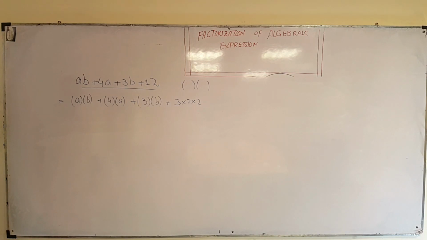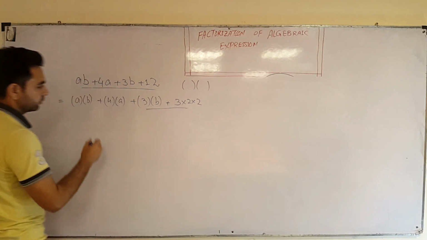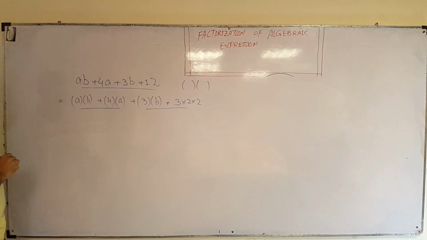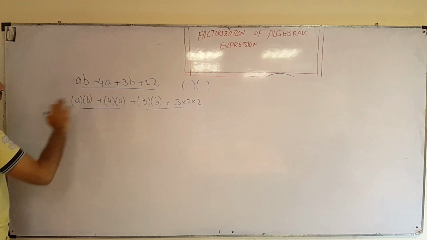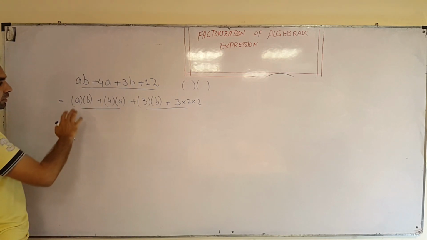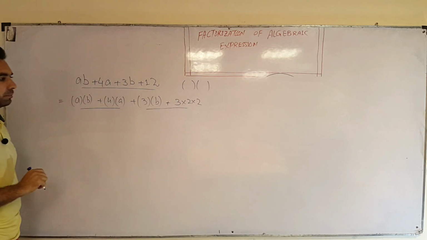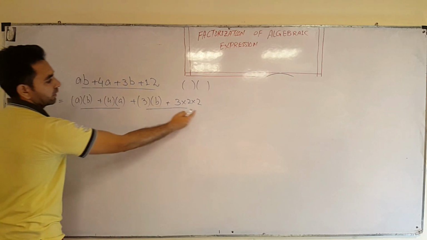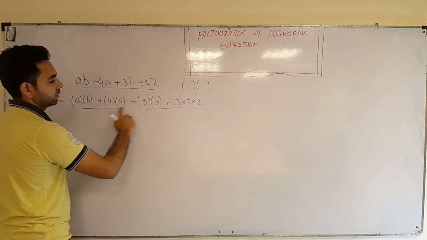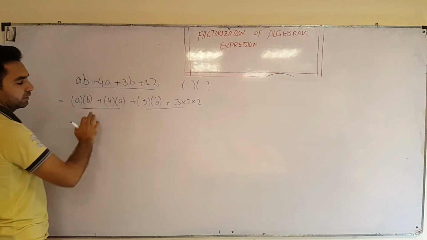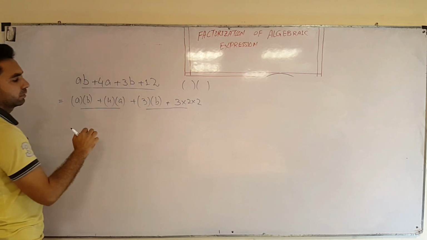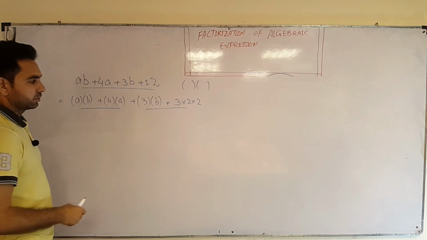Right? Now we can see that we have something common in this one and something common in this one. We can see that A is common in these two. For the first thing you have to do is check if there is anything common in all of them. So A is common in these two but not here. B is common in these two but not here. 4 is here and here but not in the rest of the two. 3 is in these two and not in these. So you have to make pairs.